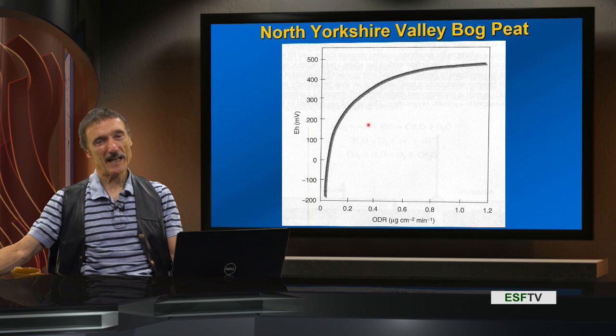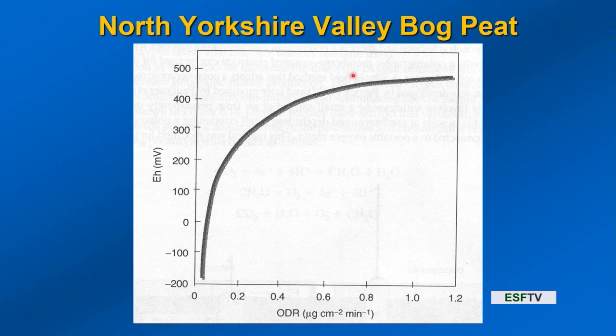So those things are all happening at the same time. And I think I mentioned 4 or 5 ways to assess aeration. They're all related, right? So here's a graph from a bog peat system that shows EH, measured in millivolts. EH is the redox potential, versus oxygen diffusion rate, again in micrograms per centimeter squared per minute.